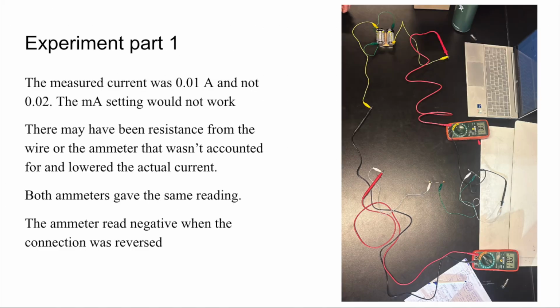When we actually went to the experiment for this part, the measured current was 0.01 amps and not 0.02. This is likely due to inaccuracies of the ammeter because the milliamp setting wouldn't work during the actual lab portion. There may also have been resistance from the wire or the ammeter that wasn't accounted for and lowered the actual current. Both ammeters did give the same reading though, and the ammeter read negative when the connection was reversed.